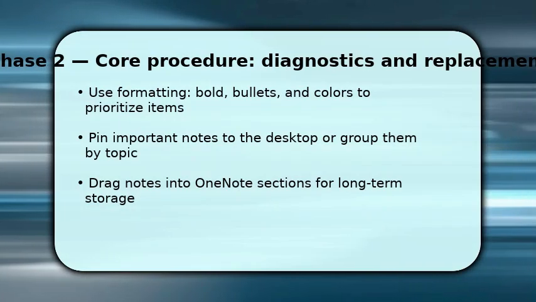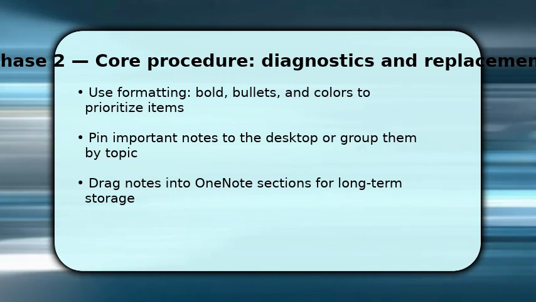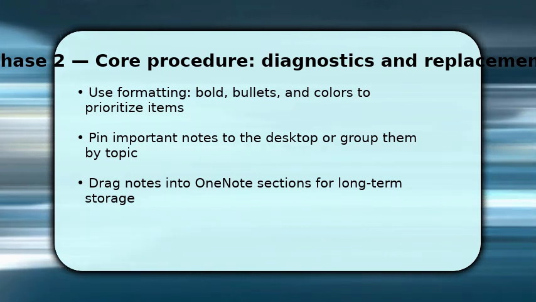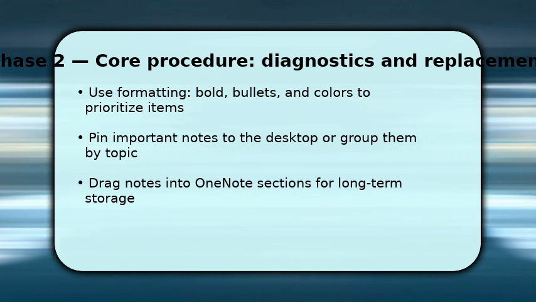Next, you organize and format to make notes actionable. Use bold and bullets to highlight tasks, apply a color per priority, and add simple tags for follow-up. This improves scan speed. Pin high-priority notes to the desktop so they stay visible, or group related notes in one place inside the sticky notes pane. When something becomes a project, drag or copy that note into a OneNote section to preserve history and add context. This keeps your workspace tidy and searchable.